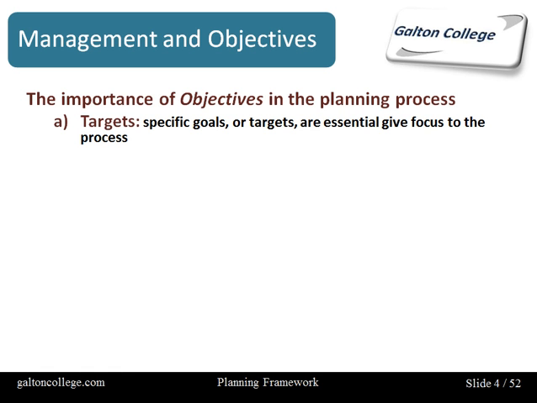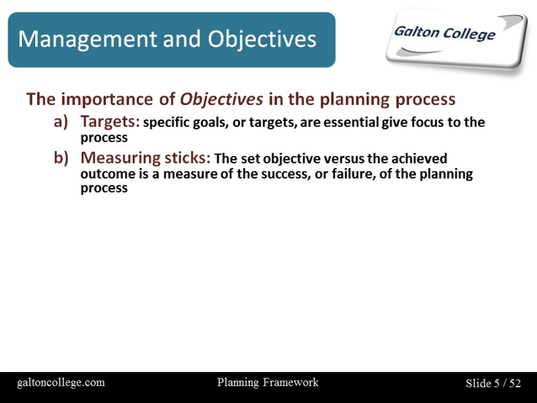These are specific goals or targets and are essential to give focus to the process. So there's a plan. The plan is aiming at something. It must be aiming at something. That something is called a target, realistically enough. So it's a specific outcome that's required in the future. So it's the focus of the planning process.